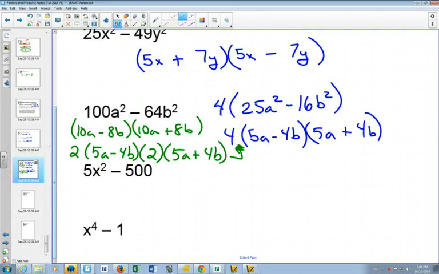Two more. Is 5 a perfect square? No. And 500 is not a perfect square. Oh, oopsie, I didn't notice that one. I was looking at the x to the 4. The x to the 4 is a perfect square. So try those 2.